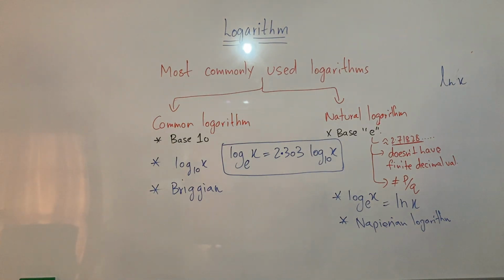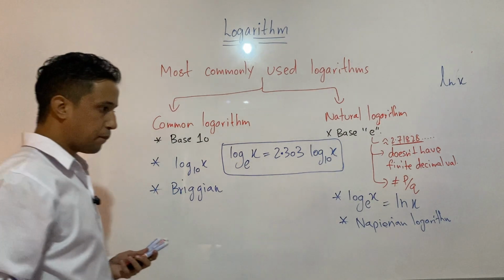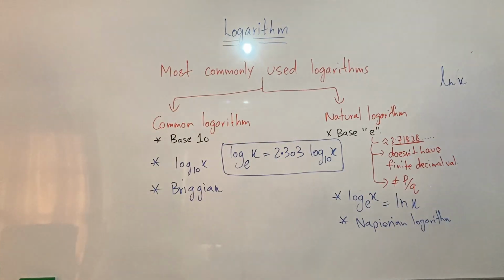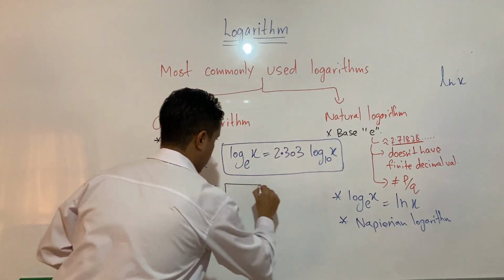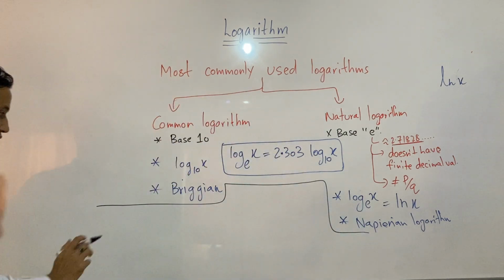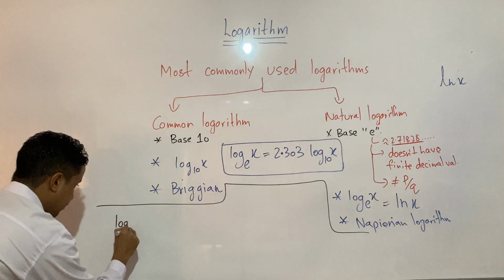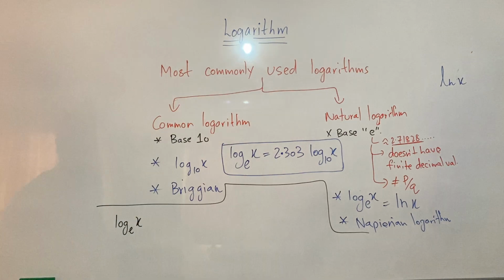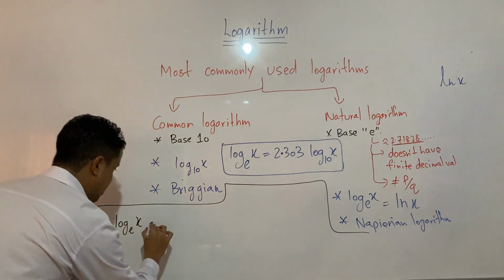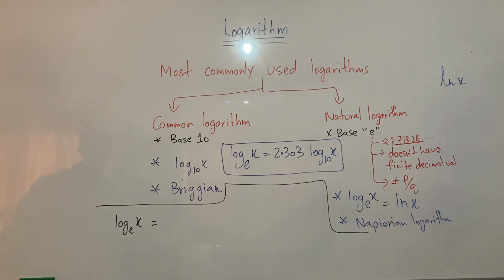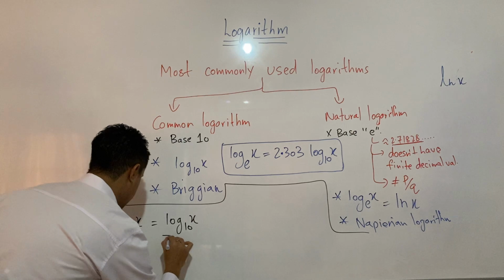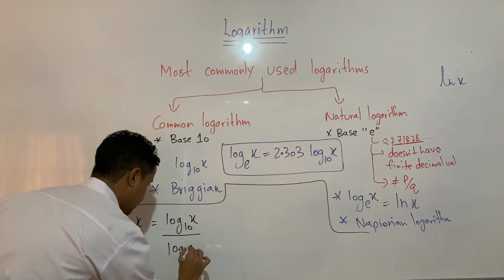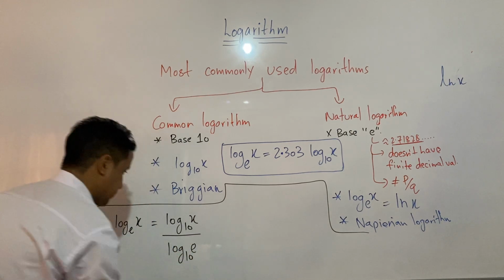Is it visible? Oh yeah, it is. Now see here, what I can do is this: log of x to the base e, please tell me if you agree with me, can be written as log of x to the base 10 divided by log of e to the base 10, right?